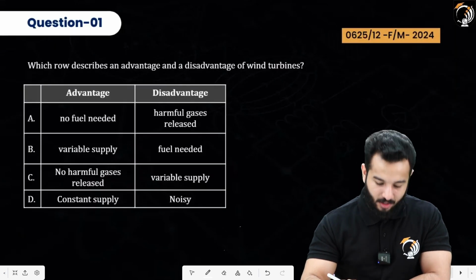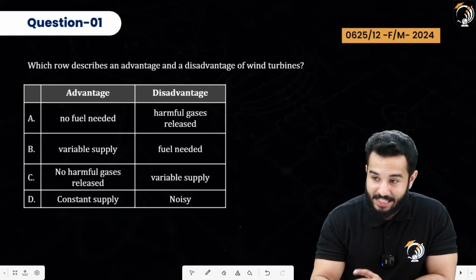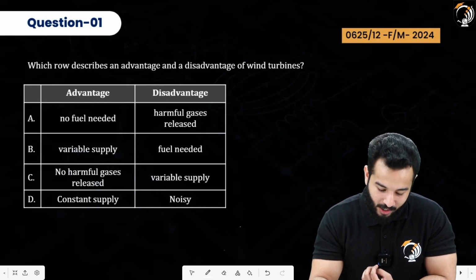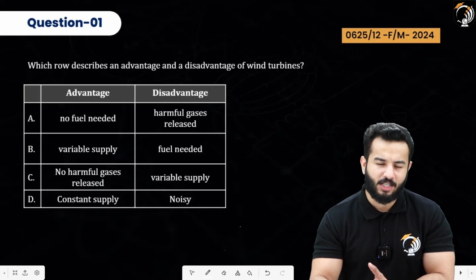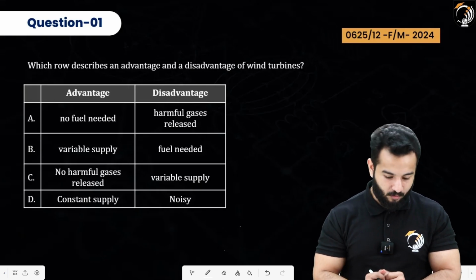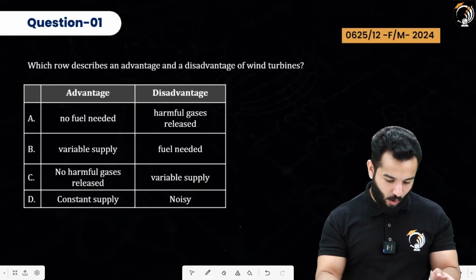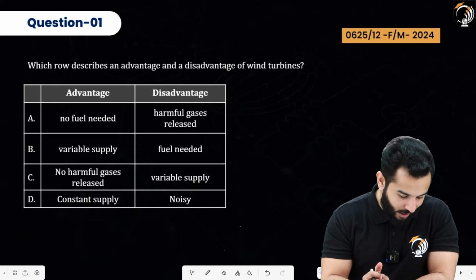Let's see what questions usually come in exams. This is one of the recent exams, that is 2024. This is part of the February March series, which is exclusive to India. Paper code is 12, obviously 0625. The question says, which row describes an advantage and a disadvantage of wind turbines?